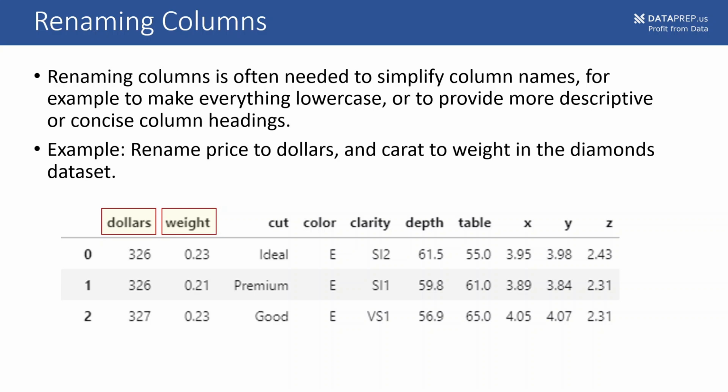Renaming columns is again very often needed to simplify column names, for example. Very often, when you get data from systems of record, you will find that they contain underscores or are generally very long, and you may want to simplify their names and or make them just more concise. So, for example, in this particular example here, we renamed price to dollars and we renamed carats to weight. But again, we can give our columns any names that we like.